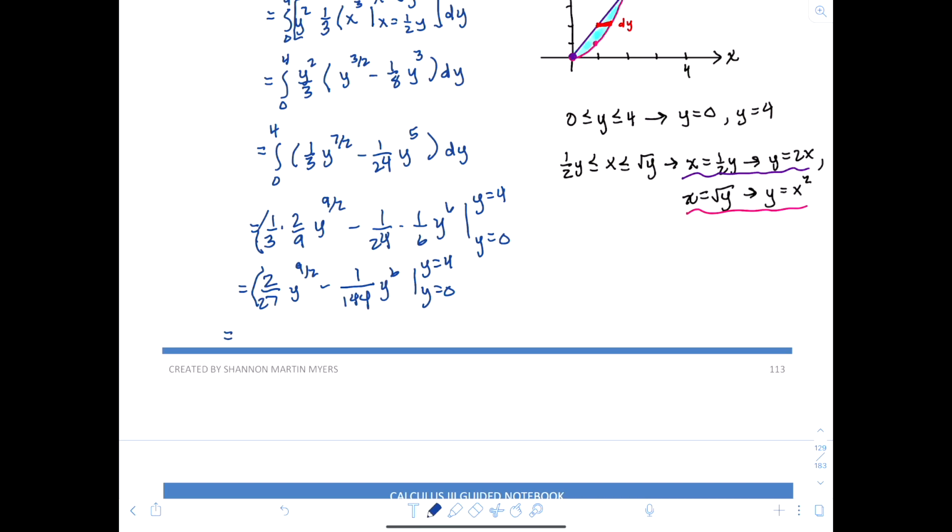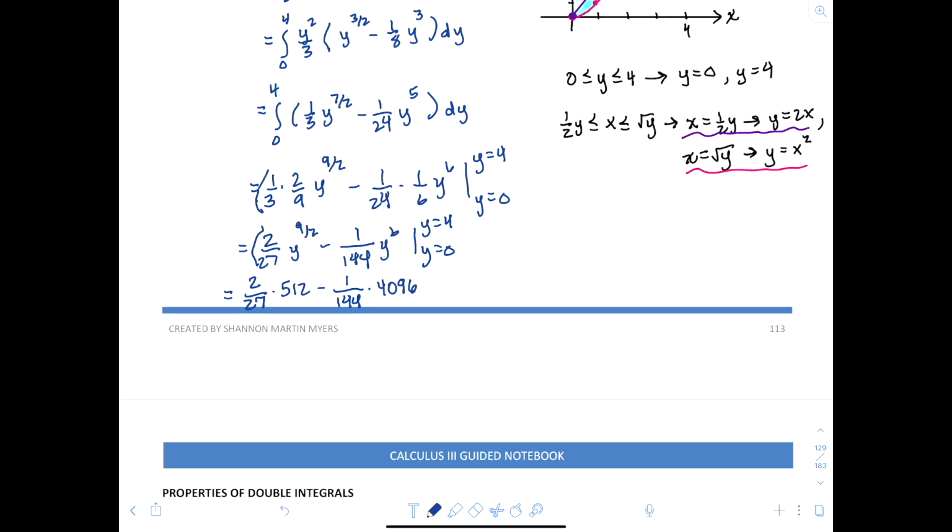So we will get, let's see, the square root of 4 is 2, and then we'd have 2 to the 9th. So 2/27 times 2 to the 9th is 512, minus 1/144, and y to the 6 is 4096. And then do you see the lower limit of integration is just going to zero out for each of them?